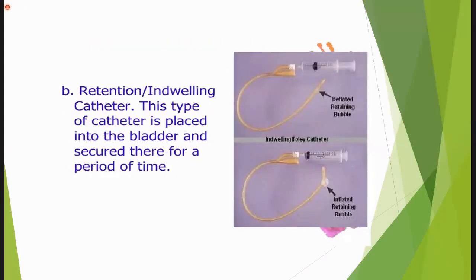Retention or indwelling catheter. This type of catheter is placed into the bladder and secured there for a period of time. If a patient is going to surgery, or has a history of acute retention, you can use the indwelling catheter.